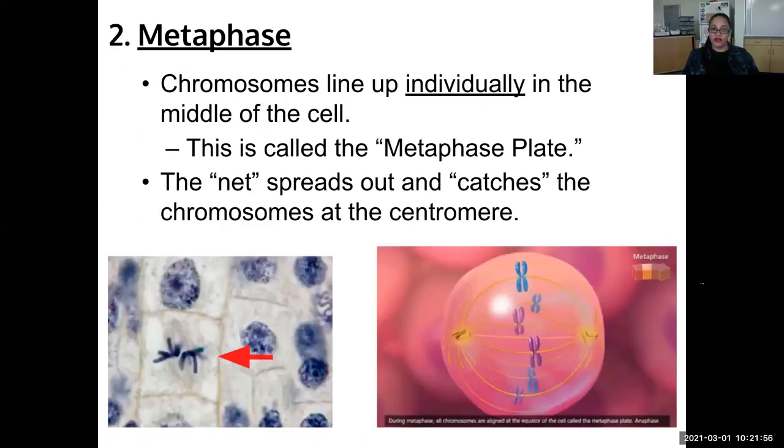Metaphase: chromosomes line up individually in the middle of the cell. This is called the metaphase plate. The net spreads out and catches the chromosomes at the centromere. That net is the spindle fibers.